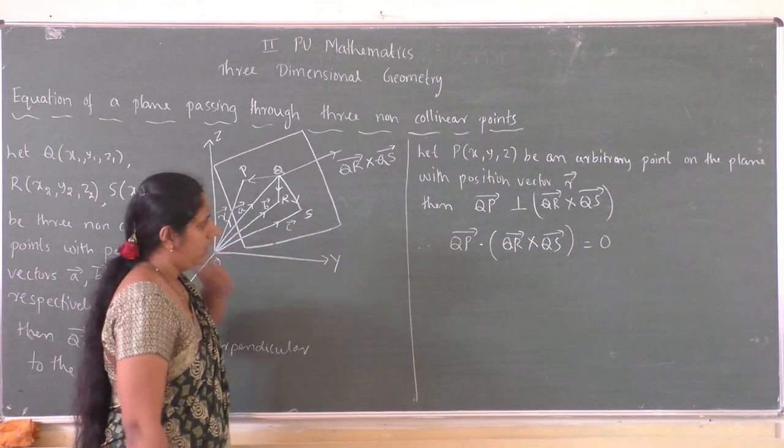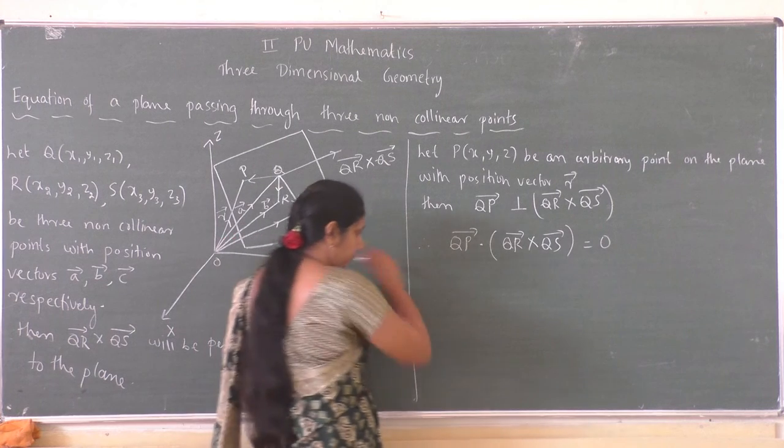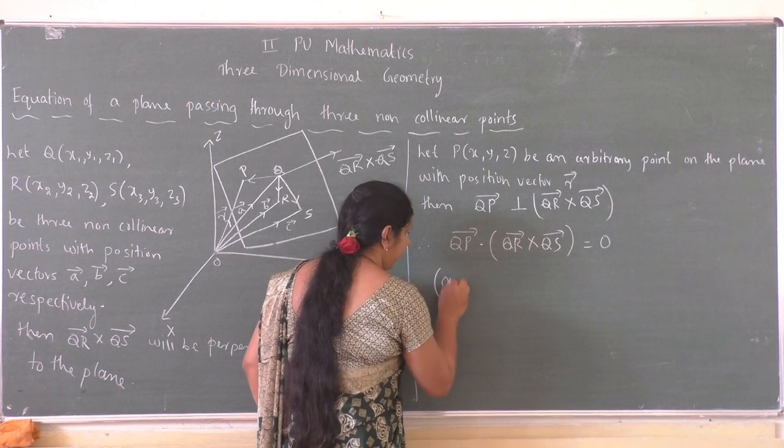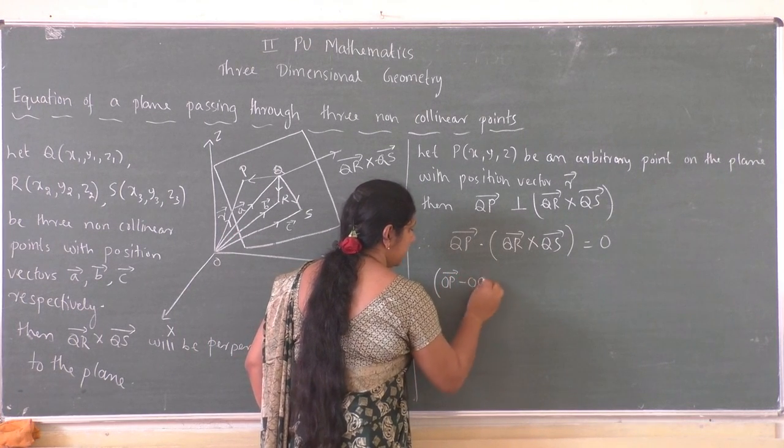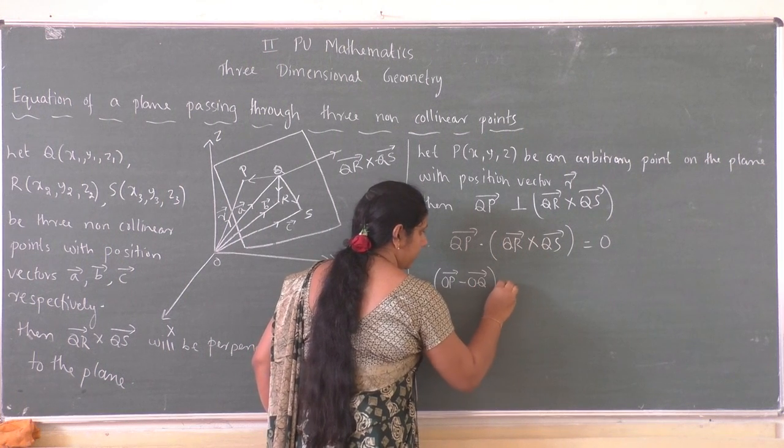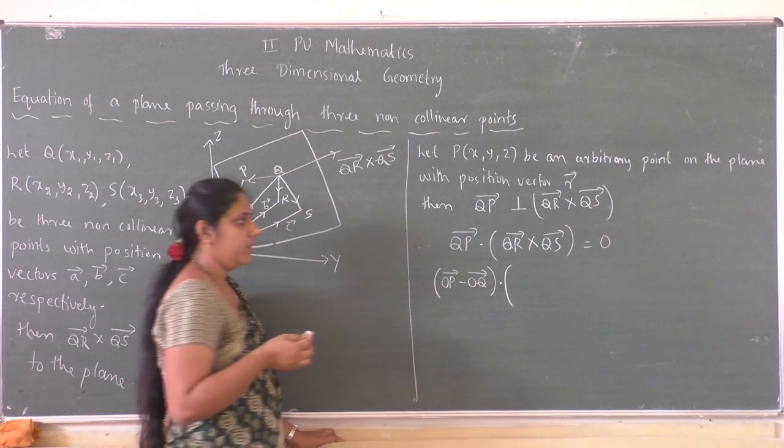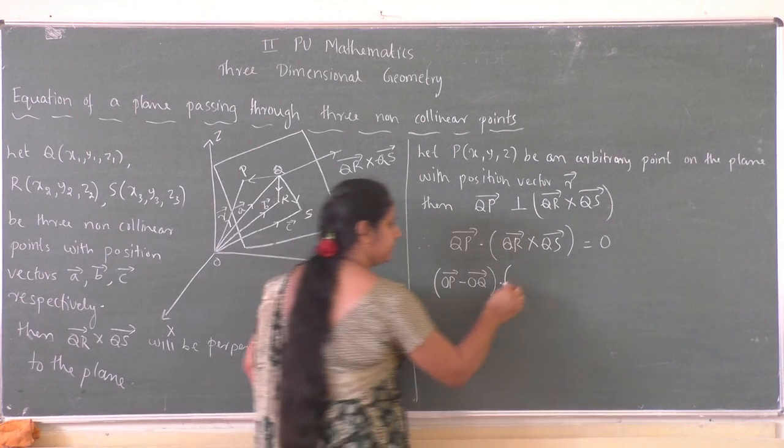Now how to write vector QP? Actually this is OP vector minus OQ vector, dot, how to write QR vector?